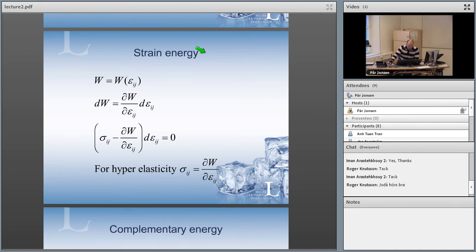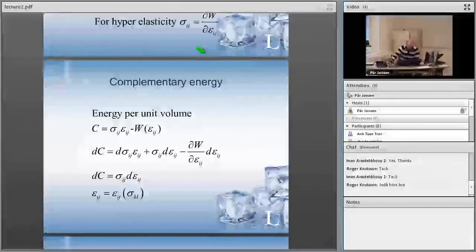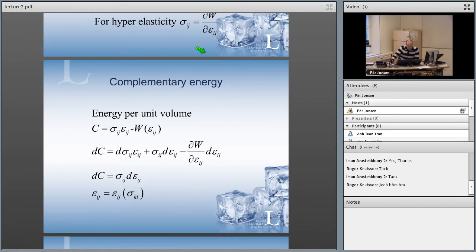Then you have something else which is maybe a little bit more strange and more difficult to understand. This is complementary energy in the system, which is the stress times the strain minus your strain energy. This will give you the complementary energy, and it's also measured per unit volume. So if you differentiate this relation here, you will have something like this.